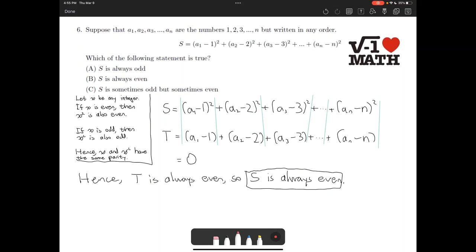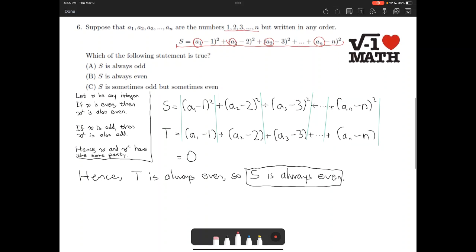For problem 6, we have this expression where A1, A2, A3, etc. to AN are the numbers 1 to 3N in any order. And we want to find out the parity of S. Now, we're going to use a bit of a trick here.